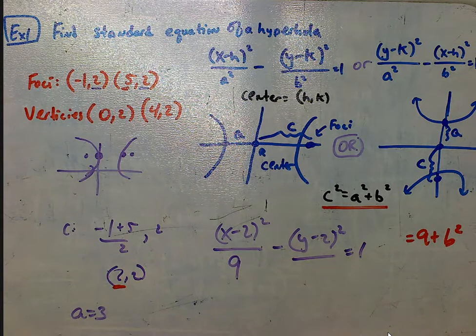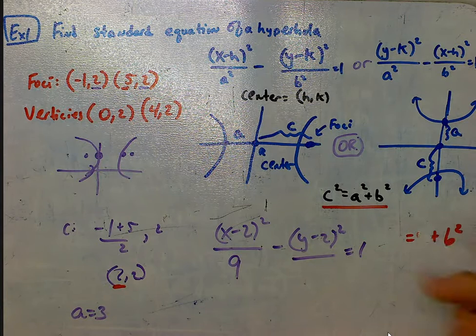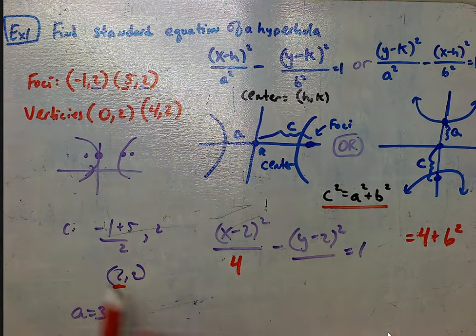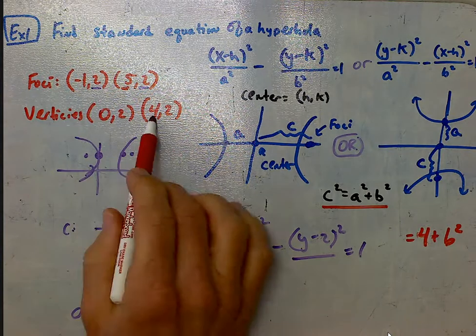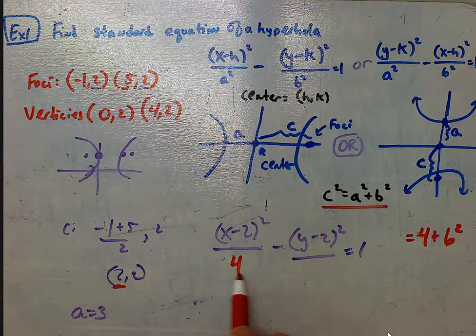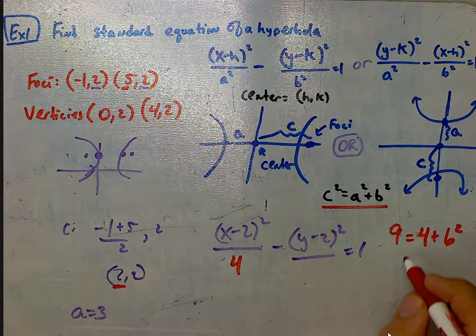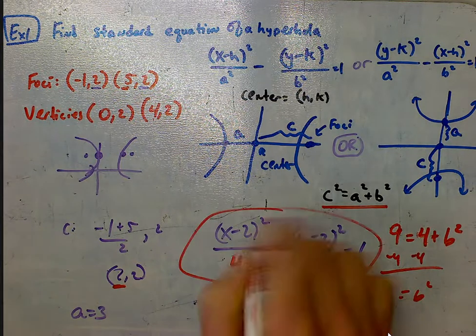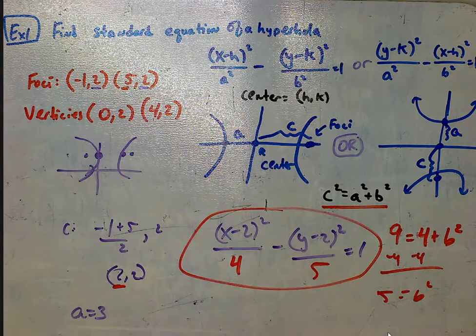I messed this one up. This one should actually be 4. The center is at 2, the vertices at 4, so that's 2. 2 squared is 4. This one is going to be c squared is going to be 9. So if I subtract 4 from both sides, I get b squared equals 5. And so I put a 5 right there. And there's the formula for number 1.